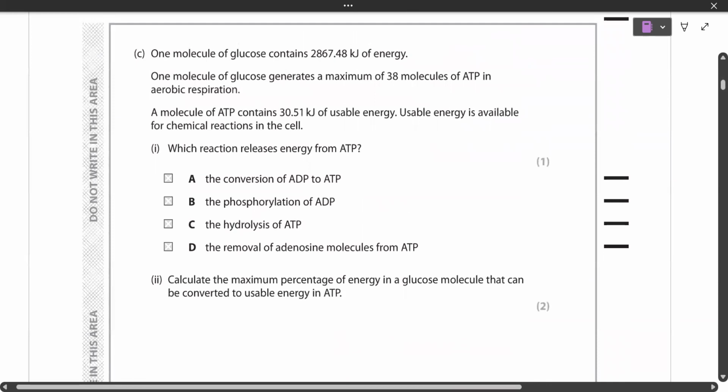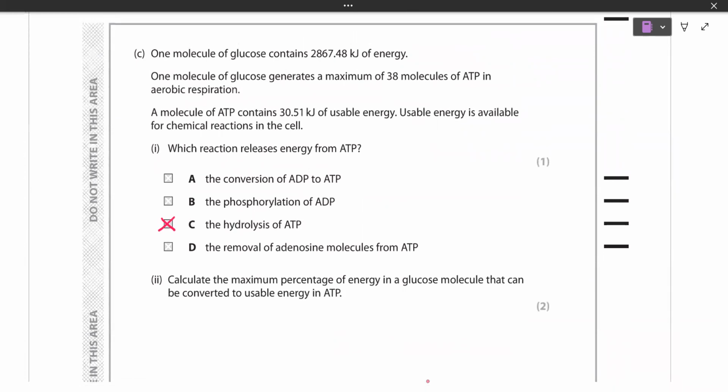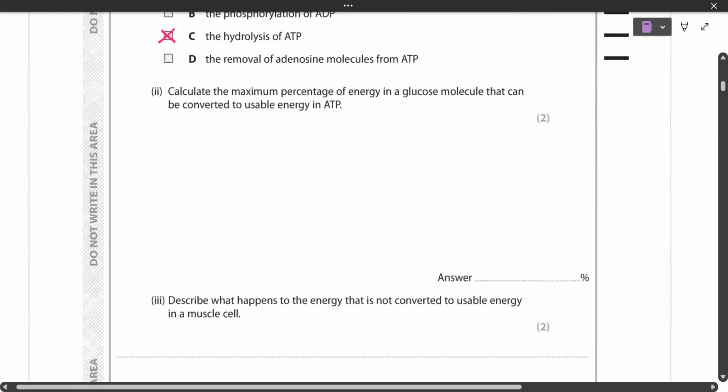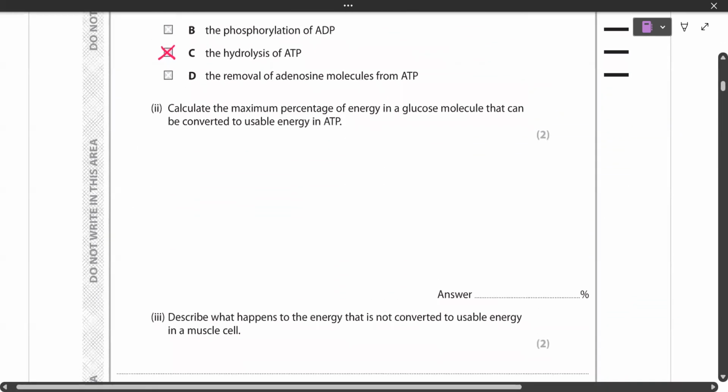For question C, the best answer was a hydrolysis of ATP. And I'm saying the answer quickly because that's what we answered in the class. We have answered question 1 and 2, but I want to keep the whole paper in the recording. So that's why I'm talking that fast.